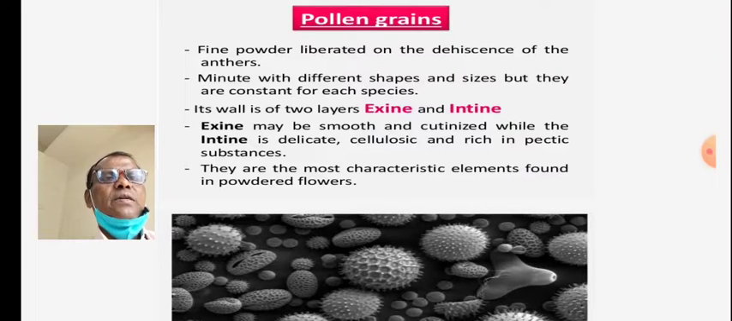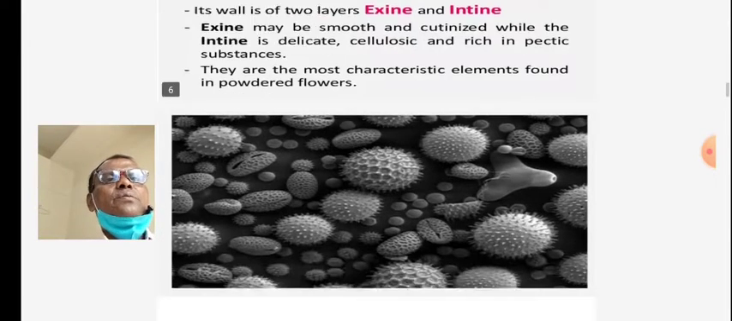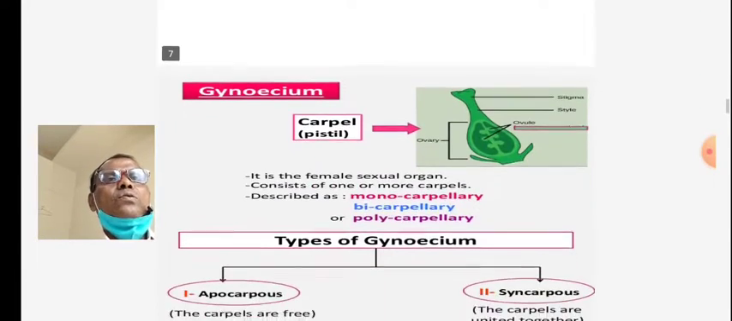Then cylindrical, and the exine may be smooth or cutinized. You observe some pollen grains showing the exine with spine-like structures, while other pollen grains show a smooth exine. These are characteristic features found in some members. Generally, exine is smooth and cutinized, and intine is delicate, cellulosic and rich in pectic substances. So this is the one good part.